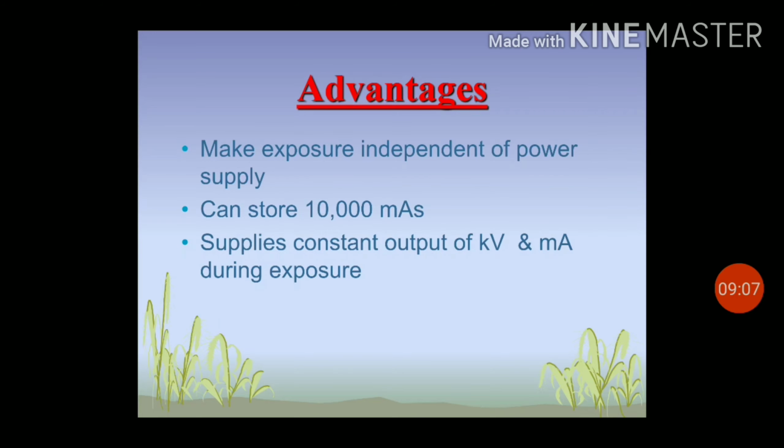The advantage is its ability to store a considerable amount of energy to produce X-rays, to make an exposure independent of the power supply, and the unit can store 10,000 mAh. The battery powered unit supplies a constant output of kV and mA throughout the X-ray exposure, compared to the capacitor discharge units where the kV will fall, 1 kV for every 1 mAs.